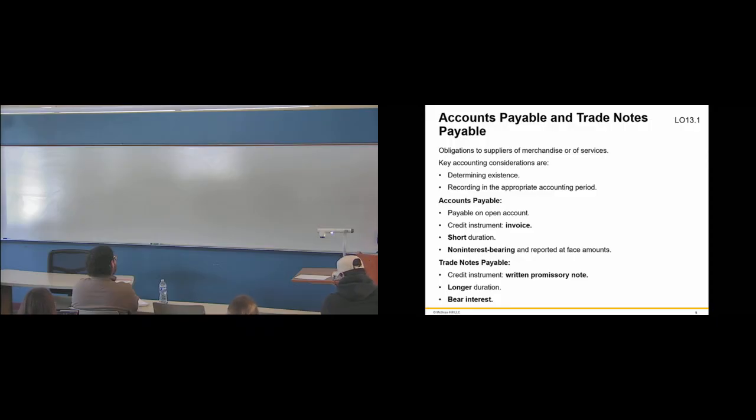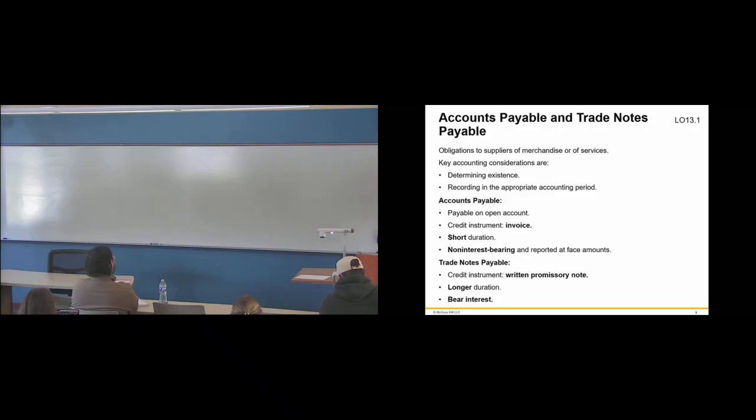Just like we extend 30 days to our customers to make payment to us, our suppliers and our vendors extend the same courtesy to us, typically giving us 30 days. It can be 30 days, 45 days, 60 days. We just tend to use 30 days in most of our examples. The credit instrument that is representative of the accounts payable is an invoice. So when you get an invoice in the mail, that's how I know that that's accounts payable.